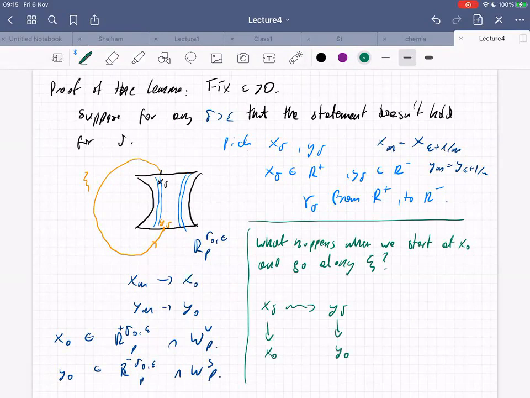So the naive guess would be that if we start from x0, then we go to y0. For the moment, I say it's a naive guess. It's not necessarily true. But suppose for the moment that it's true, and I will tell you how from this you get the proof. Okay?